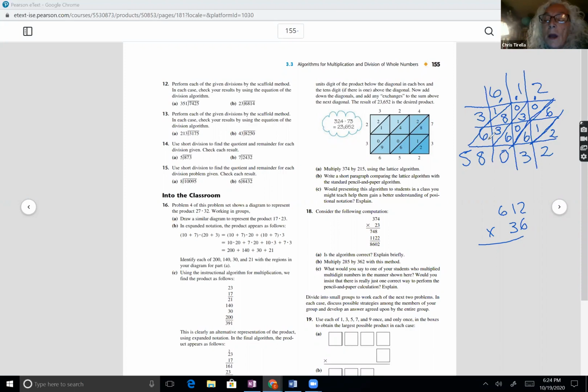Oh no, wait a minute, you guys, this 6 and this 3 haven't been added in. I knew that looked wrong. Sorry about that. 9 and 3 is 12, carry the 1, 1 and 1 is 2. I'm sorry, that 36 shouldn't have been part of my diagonals that I was adding. That product gives me 22,032.